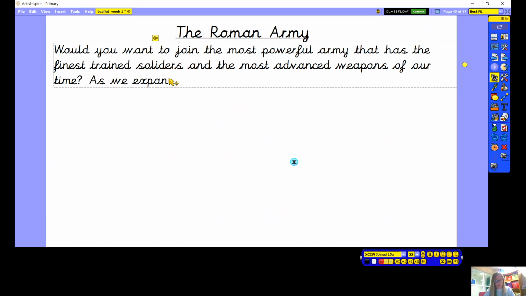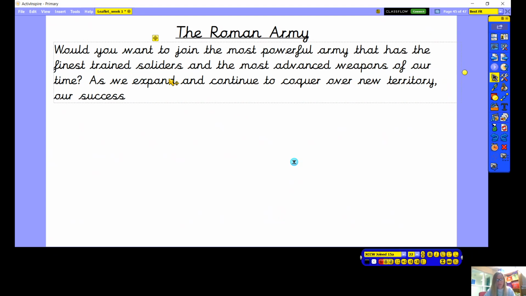As we expand and continue to conquer over new territory, because that's what the Roman army are doing. They're taking over new land. So that's our subordinate clause there. So I'm going to use a comma after. Are successful.